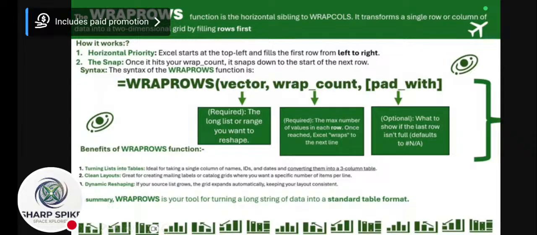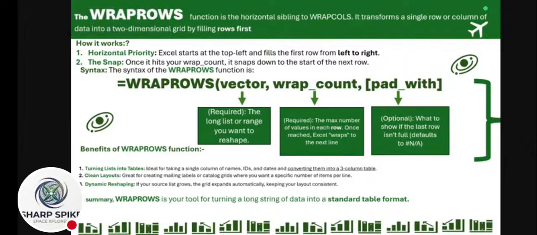Hi everyone. Once again I am back with a new Excel function that is called WRAPROWS. This function is the horizontal sibling to WRAPCOLS. It transforms a single row or column of data into a two-dimensional grid by filling row first.